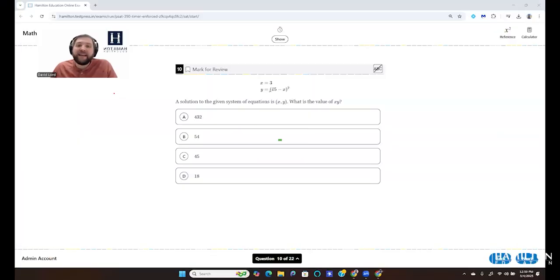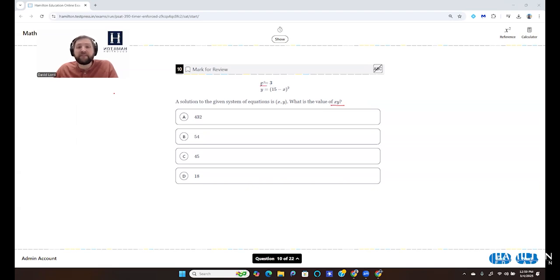Now, question number 10. x equals 3, y equals 15 minus x squared. A solution to the given system of equations. What is the value of x times y? So we could graph this on Desmos, find the point of intersection, and then plot it in, which is pretty good. However, this is a very simple system of a linear and a nonlinear equation.